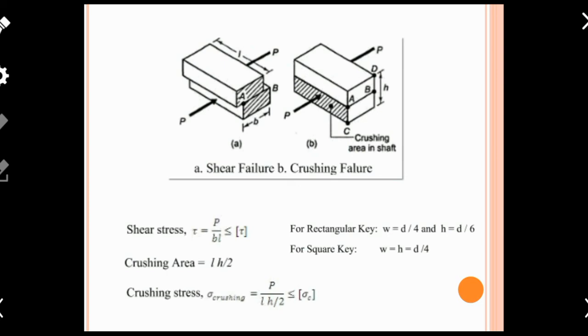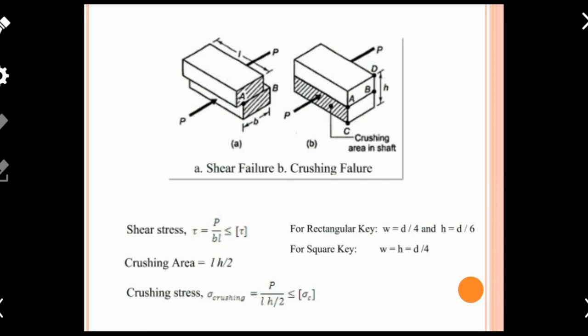Now if you need to calculate the shear stress which caused the shear failure, then you need the shear load upon the shear area. Of course the shear load is P, and the area, that is the horizontal plane, B into L, will be your shearing area. By using that relation you will get the magnitude of shear stress produced by power transmission, and this produced shear stress should always be less than the permissible shear stress of the key material. Only then can you say that your design of key against shear stress failure is safe.